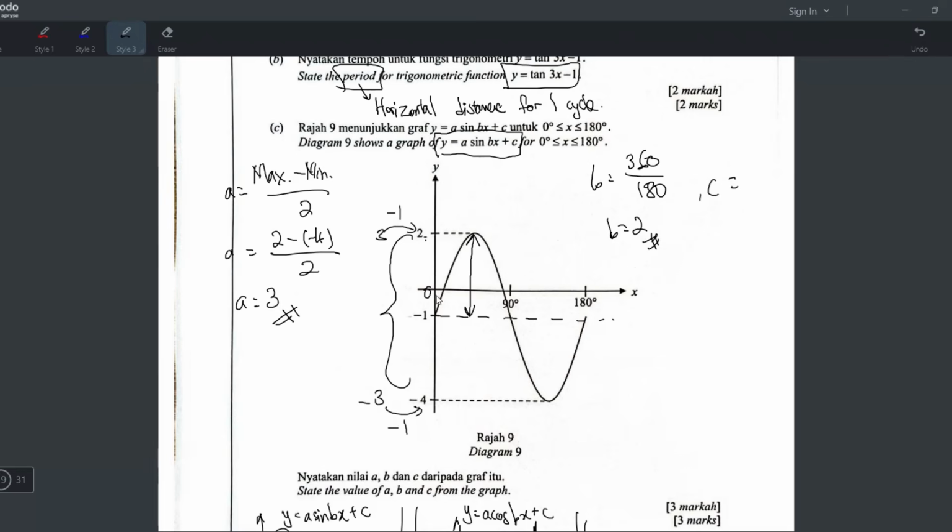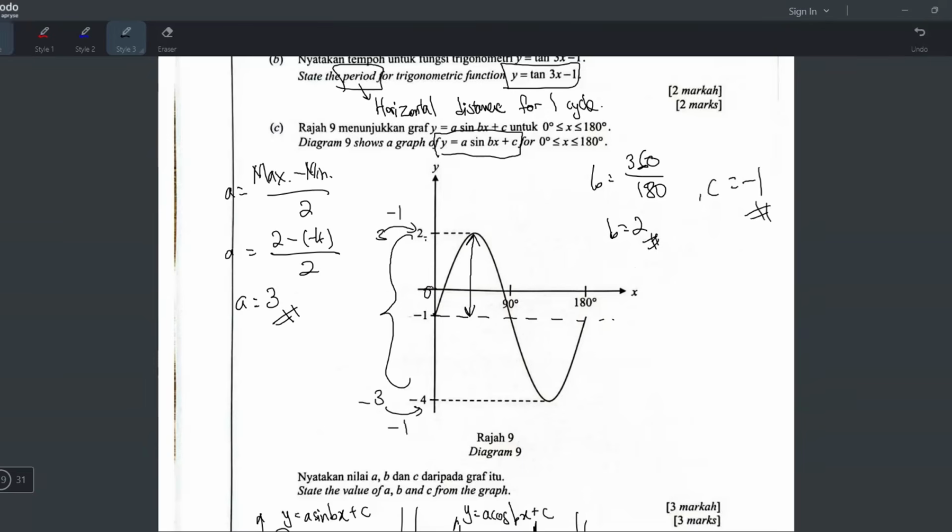And it makes sense because before moving down, the graph actually started at 0, but now it starts at -1. So the C is -1. Okay, I explain one more time. If the A is 3, the maximum should be 3 and the minimum should be -3. But why does it become 2 and -4? Because you moved down already lah. That's why the 3 becomes 2, -3 becomes -4, and you moved down exactly 1 unit. So that's why the C is -1.